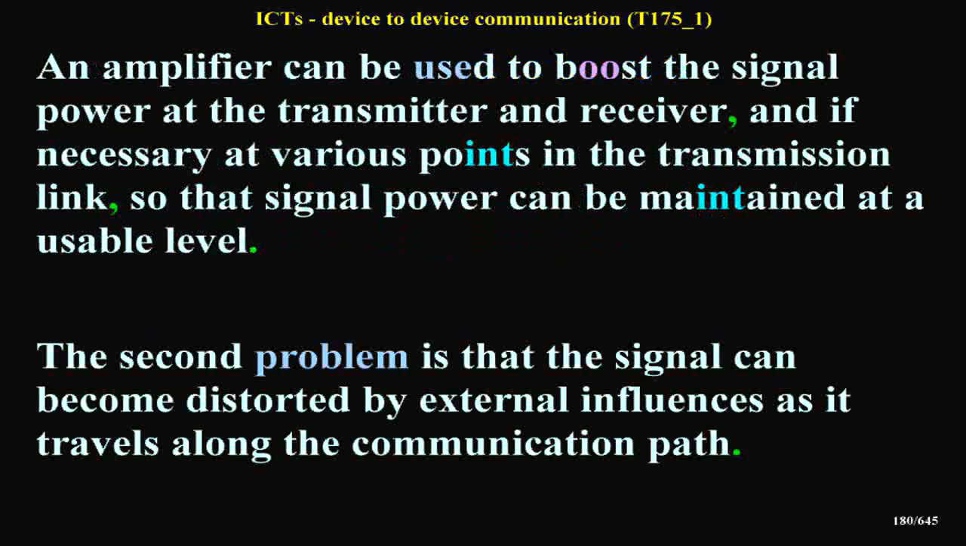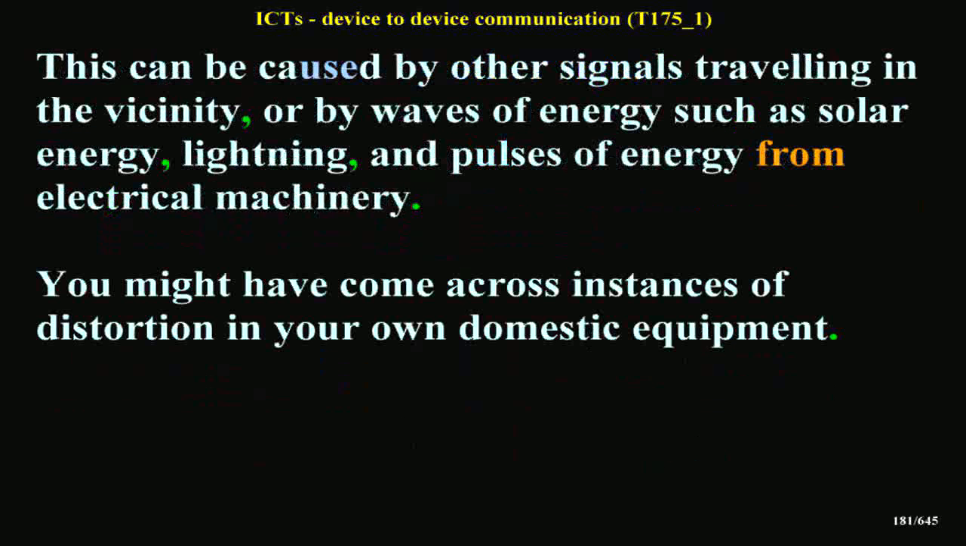The second problem is that the signal can become distorted by external influences as it travels along the communication path. This can be caused by other signals traveling in the vicinity, or by waves of energy such as solar energy, lightning, and pulses of energy from electrical machinery.